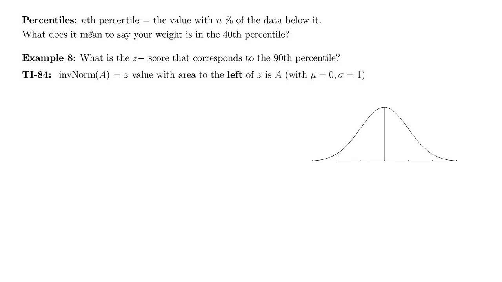So related to the area underneath here is the idea of percentile. We can actually use normal distribution to find percentiles. Remember that the nth percentile is a value with n% of the data below it. So if we ask, what does it mean to say that your weight is in the 40th percentile? That means 40% of weights are below yours.